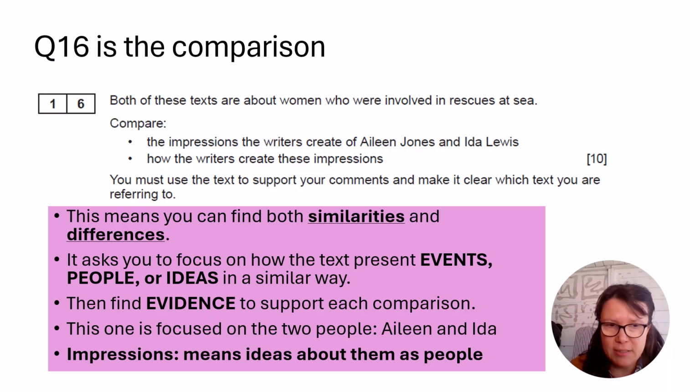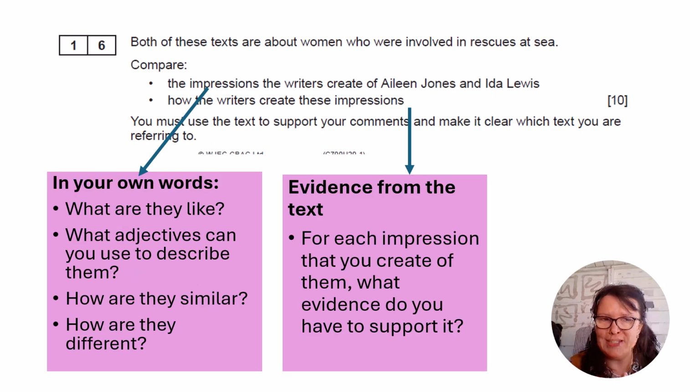So you can do similarities or differences. Generally, you are going to be looking at events or particular people or particular ideas. So maybe like the idea of someone being brave. Then you're finding evidence to support each of the ideas that you're coming up with. So this one is focused on people. It's not always focused on people. It will always ask for you for an impression, and that is going to be your adjective, as it always has been with every single one. So when we're looking at impressions, what are they like? What adjectives can you use to describe them? How are they similar? How are they different?